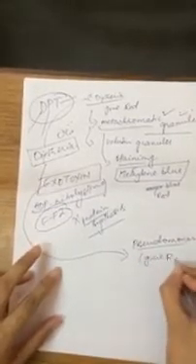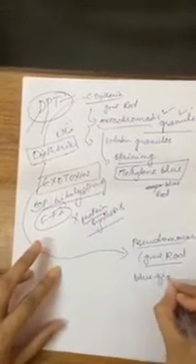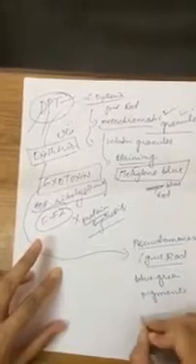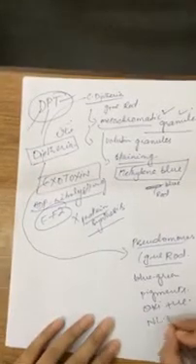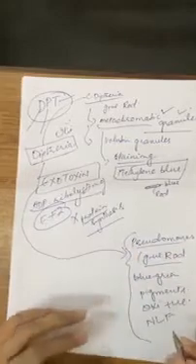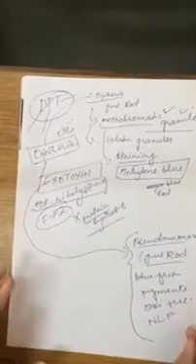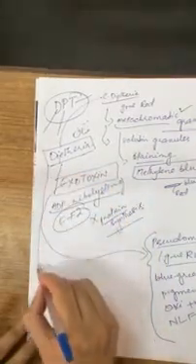And Pseudomonas is a gram-negative rod. It has blue-green pigments. It is oxidase positive. It is a non-lactose fermenter. It is an enteric organism and it causes various diseases. Now coming back to the diphtheria.